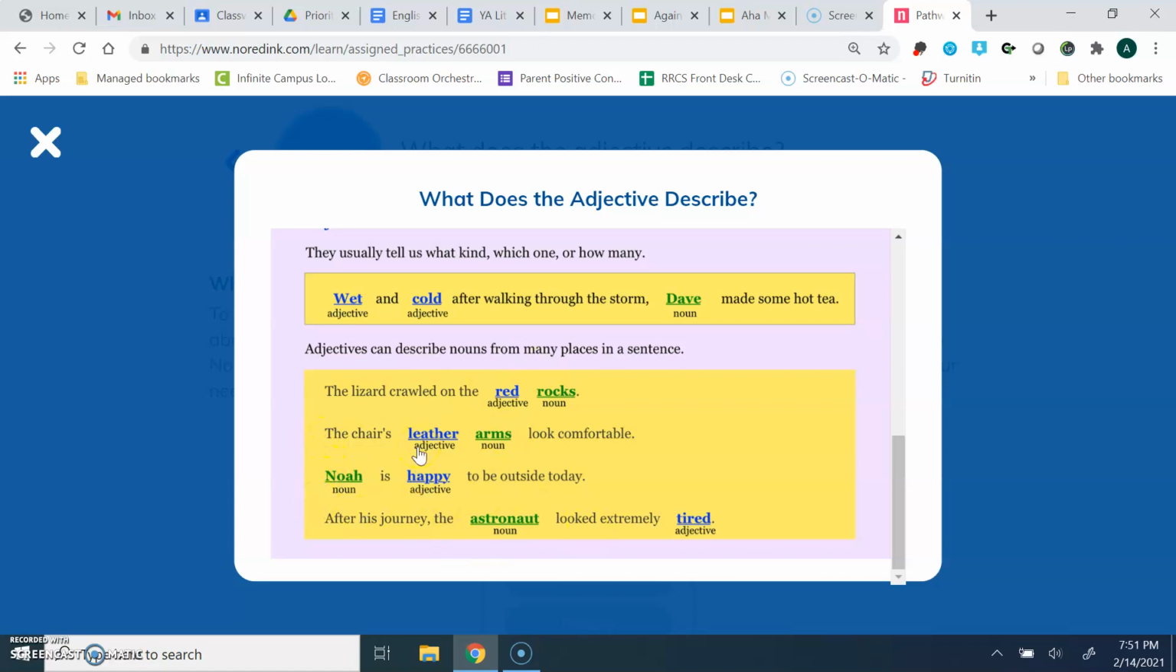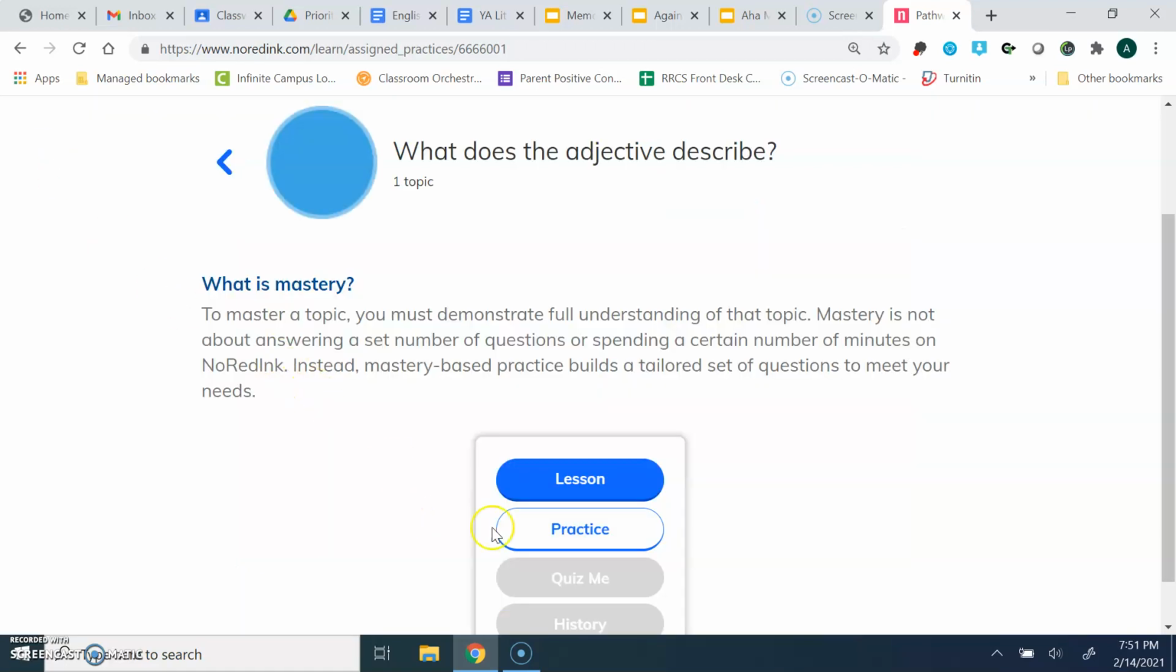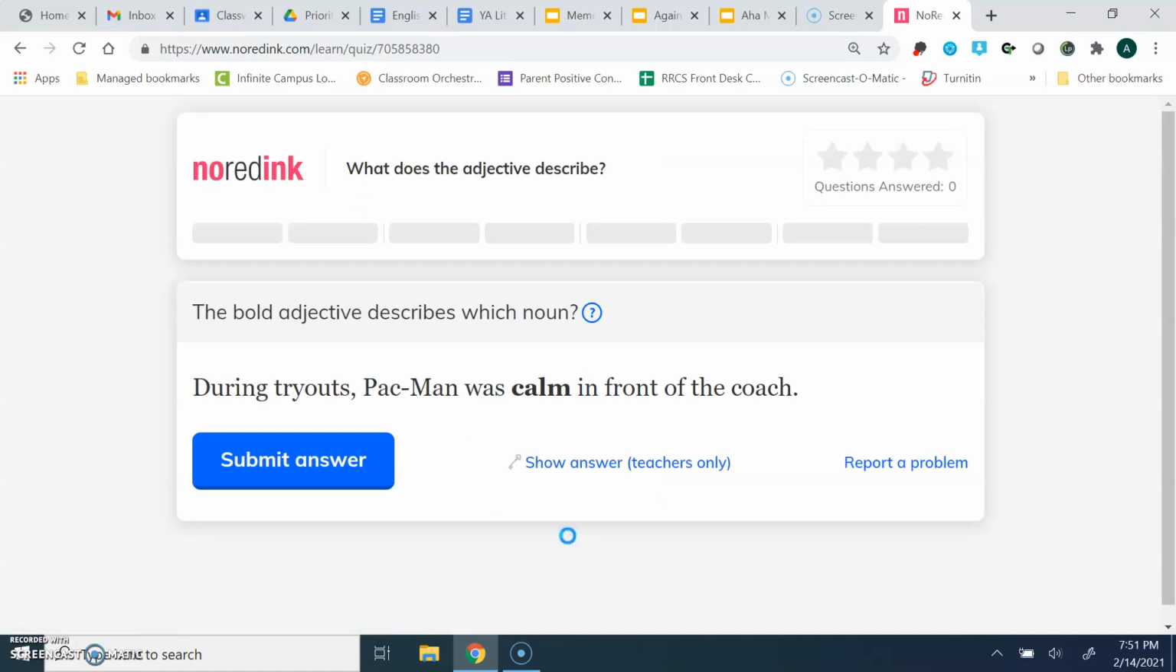These are just those same examples that we already looked at. Once you take a look at the lesson, you can exit out of that in the upper left-hand corner and go to the practice. When you get into the practice, this is what it looks like.